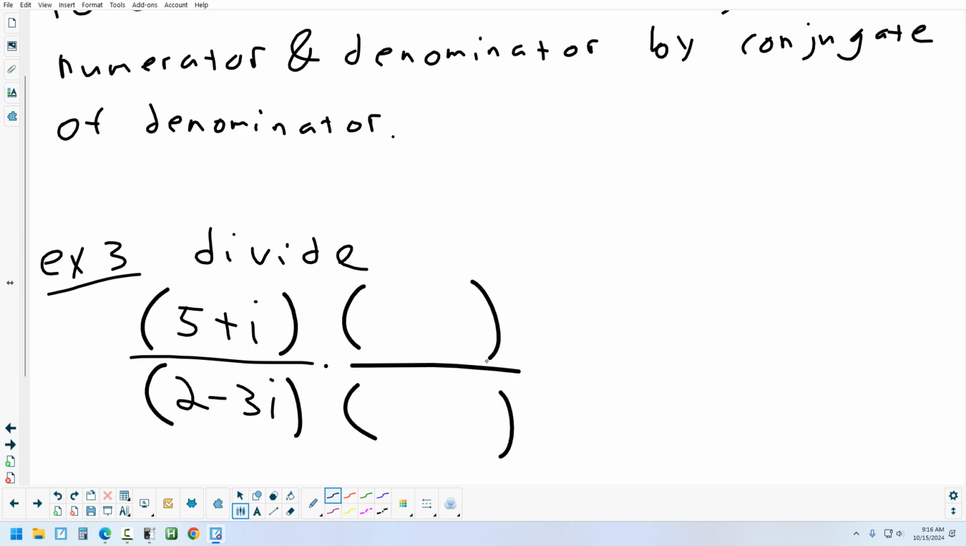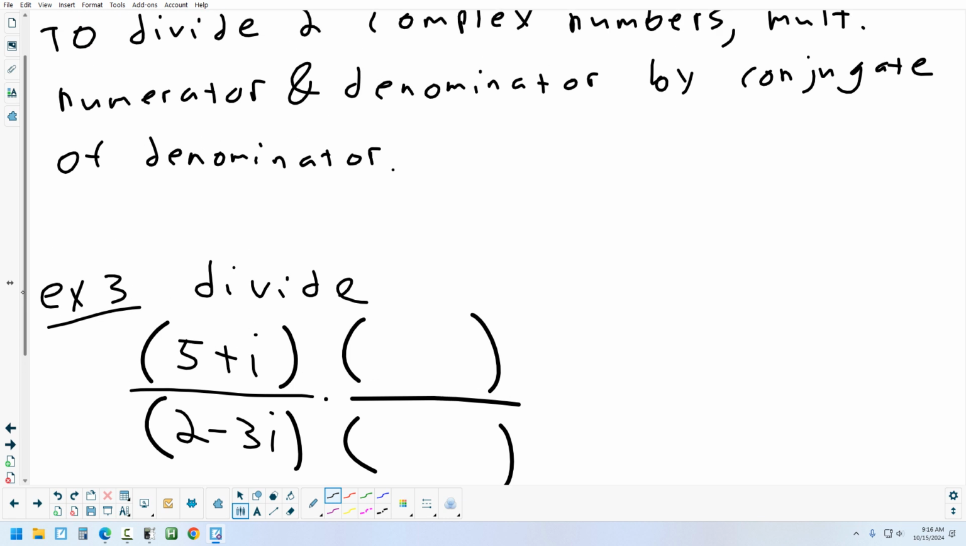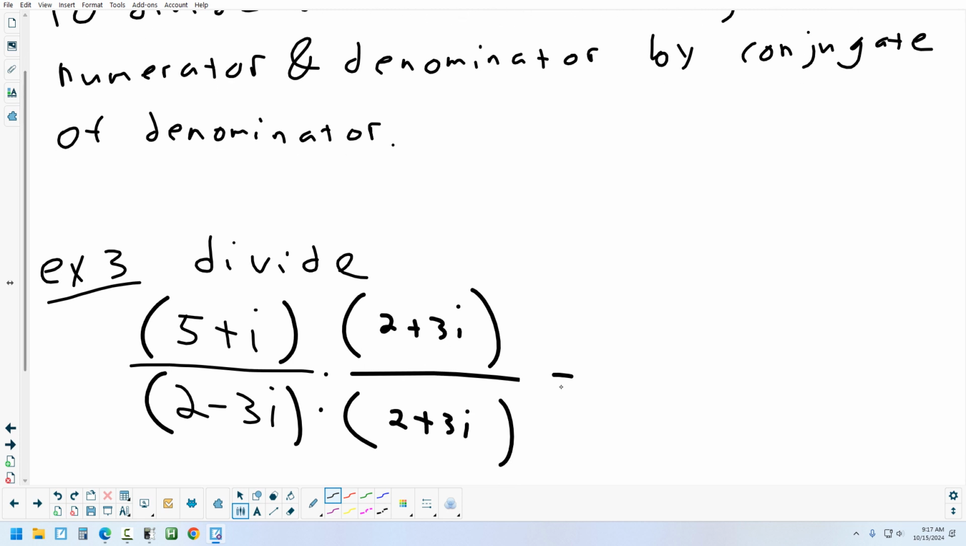So what am I going to multiply top and bottom by in this case? 2 plus 3i. Now I can tell you I already know what the bottom is going to come out to. It's 13. And there's a quick way to multiply conjugates together without really FOILing them. We'll FOIL them this time, but then I'm going to show you the quick way to get 13 in the bottom. Let's do the top first.